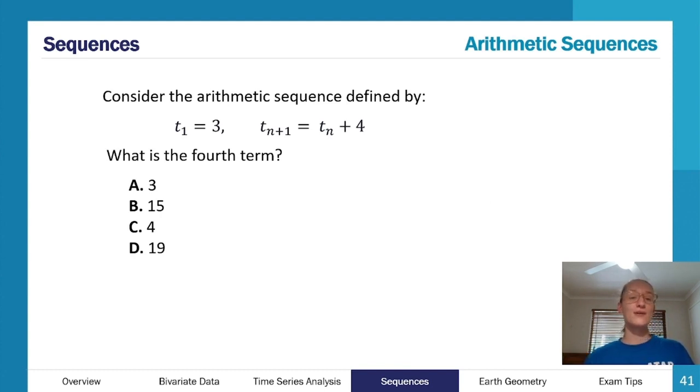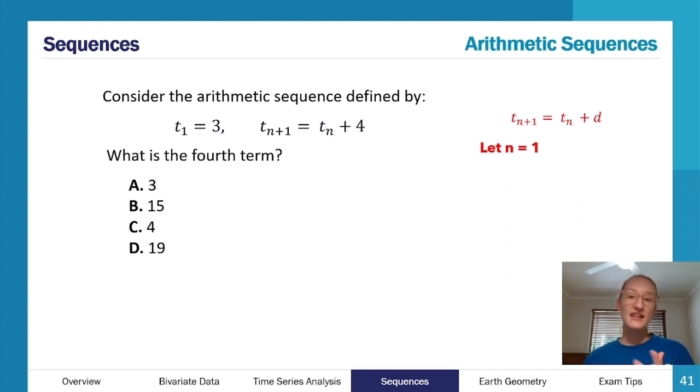Consider the arithmetic sequence defined by T1 equals 3. Our first term, our starting point, is 3. And our rule is Tn+1 equals Tn plus 4. So to find the next term, you take the previous term and you add 4. And we're being asked, what is the fourth term?